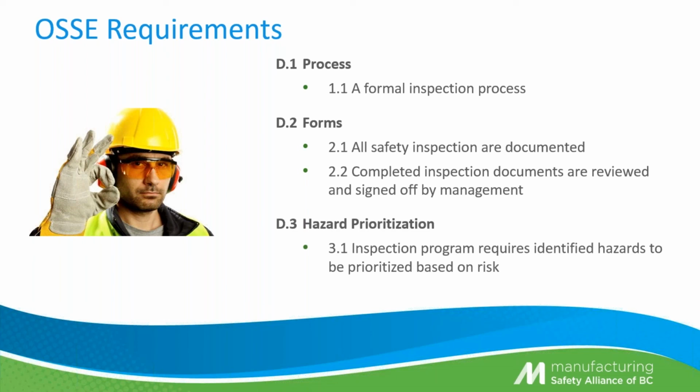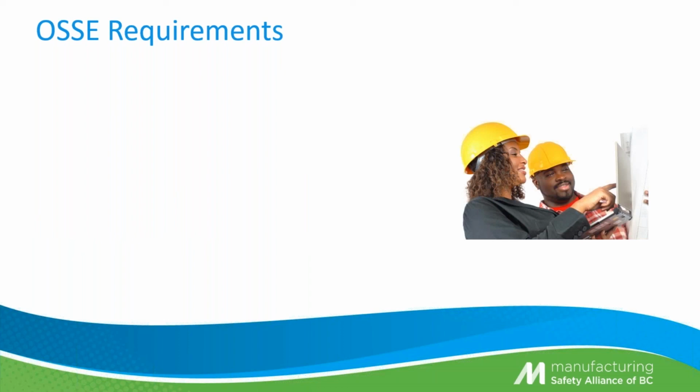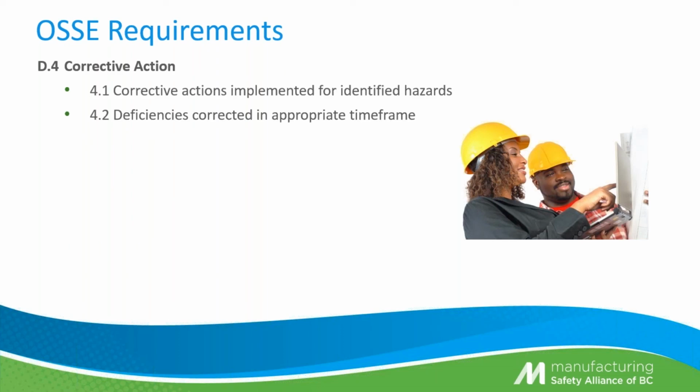Have management sign off on it. As we talked about earlier, we need to have the hazard prioritization. We're using the hierarchy of control. What control measures are we putting in place? And we're using the risk matrix to decide whether it's an A, B, or a C hazard.